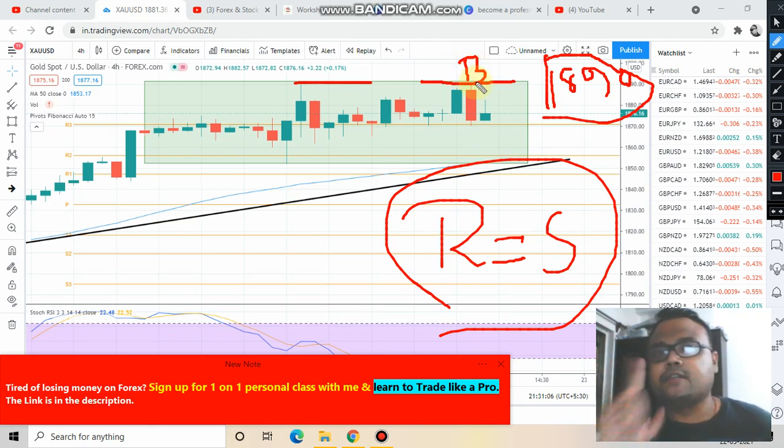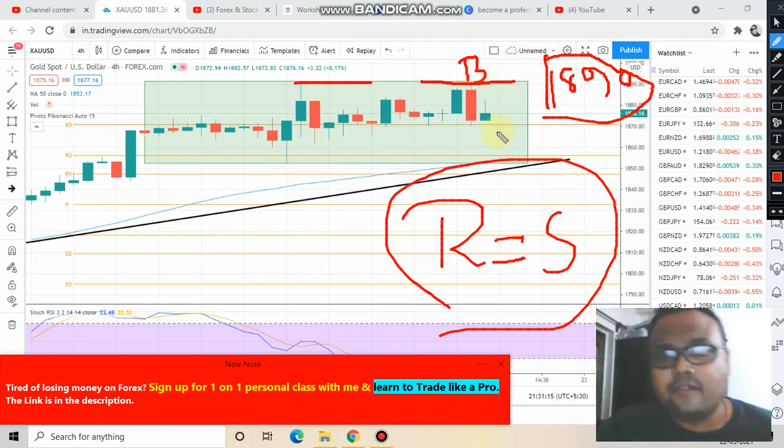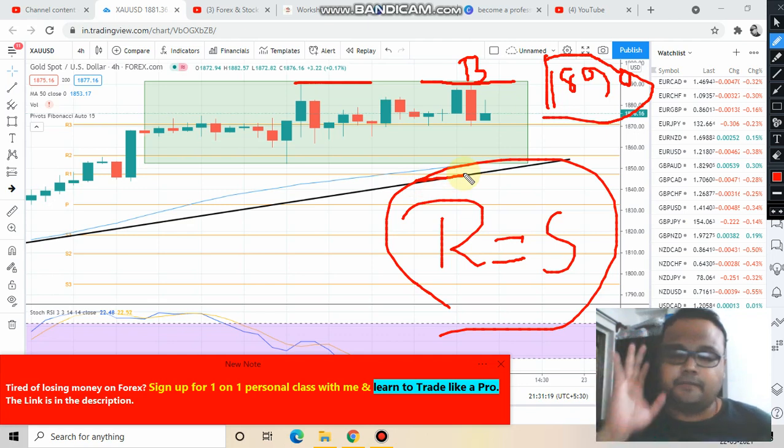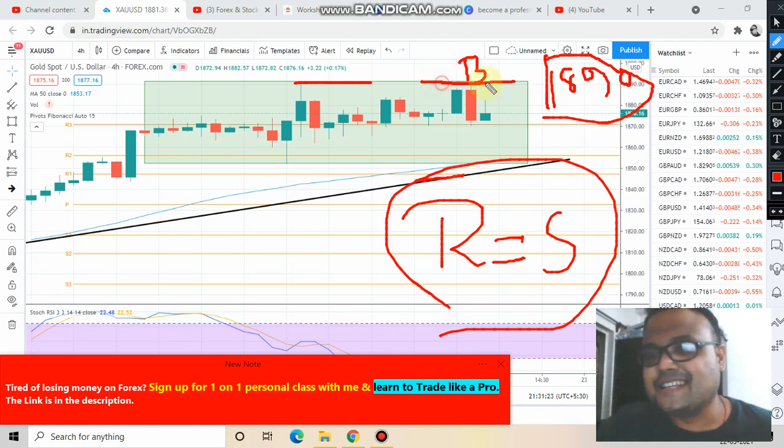But market must cross this level, market must trade comfortably above this level, then only you can think of buying above this level. Otherwise this 50 MA or the trend line will be your best trading opportunity until and unless market crosses this level.